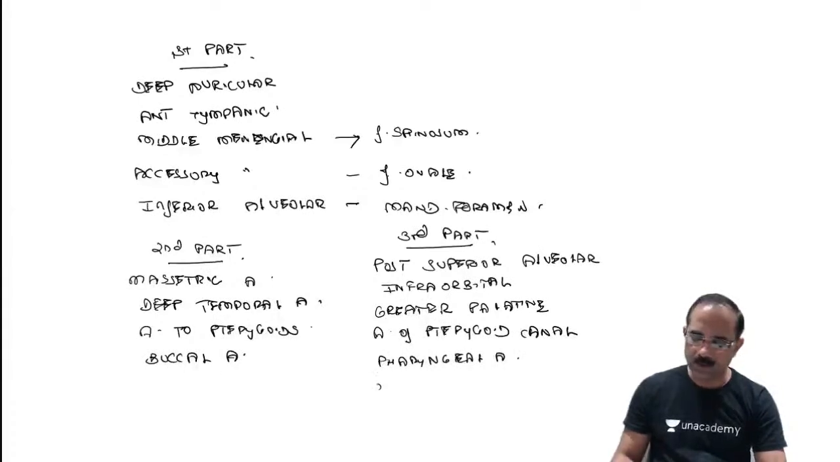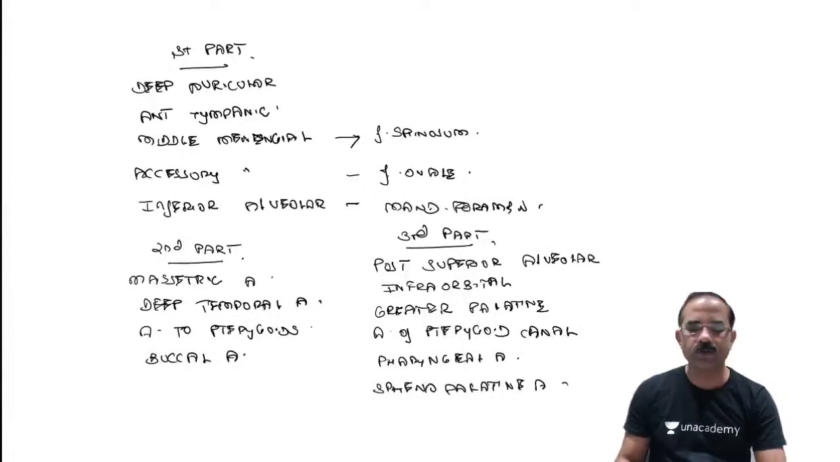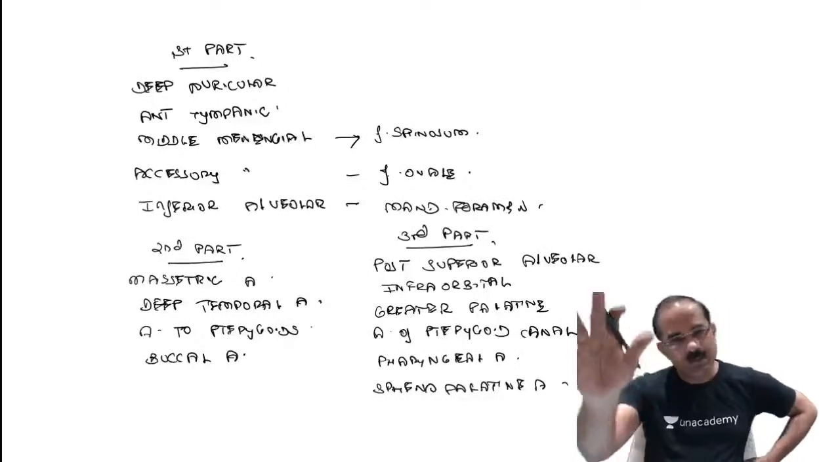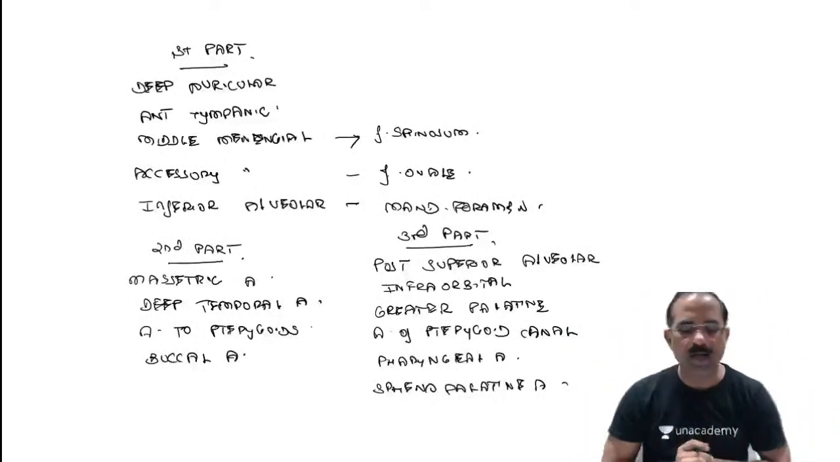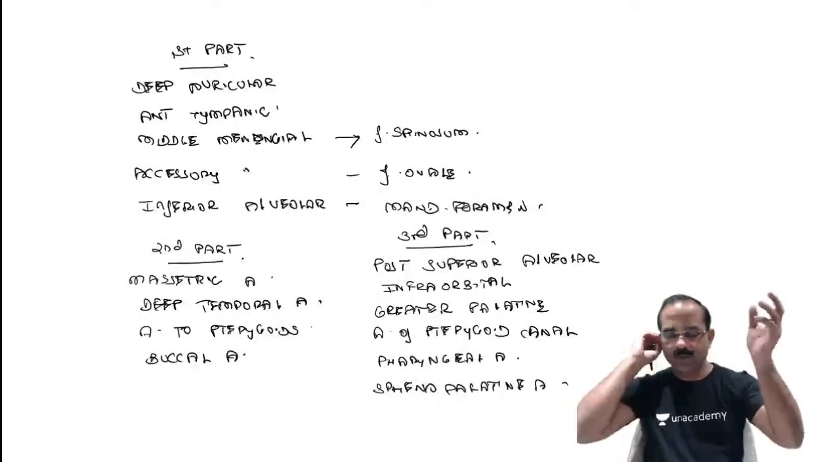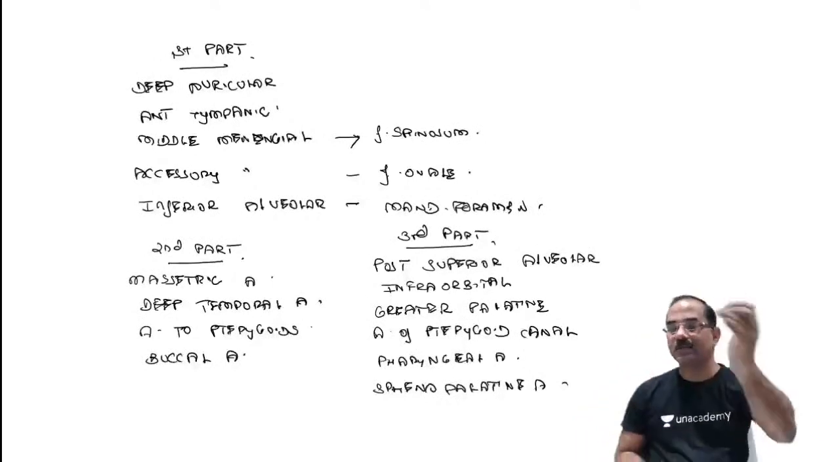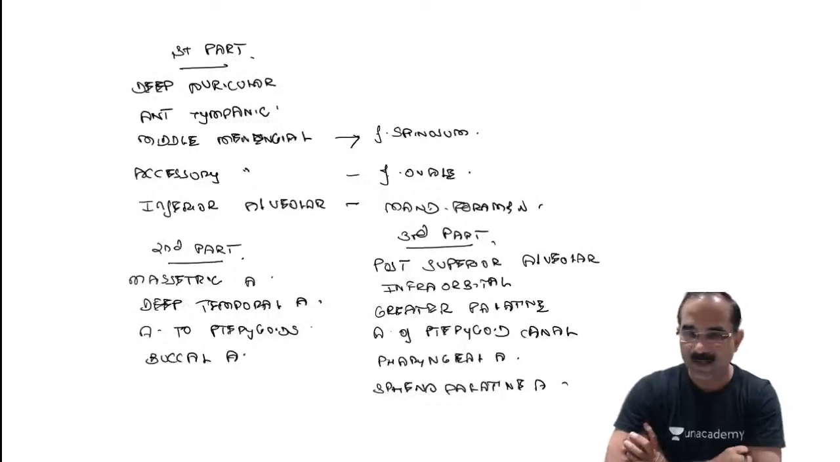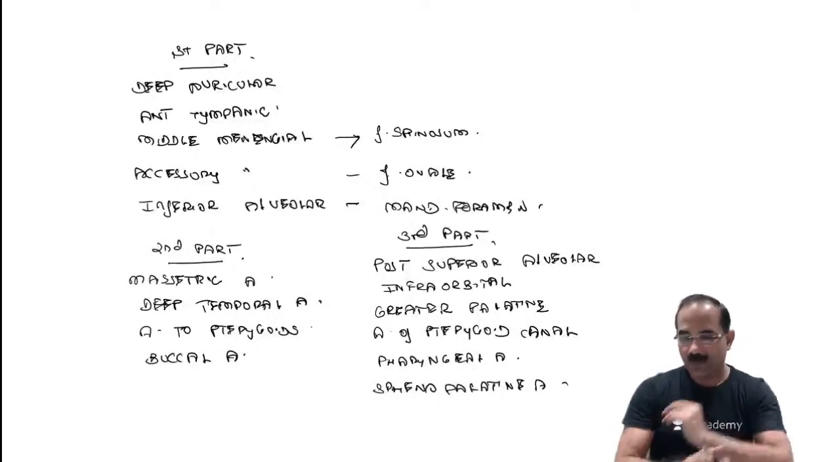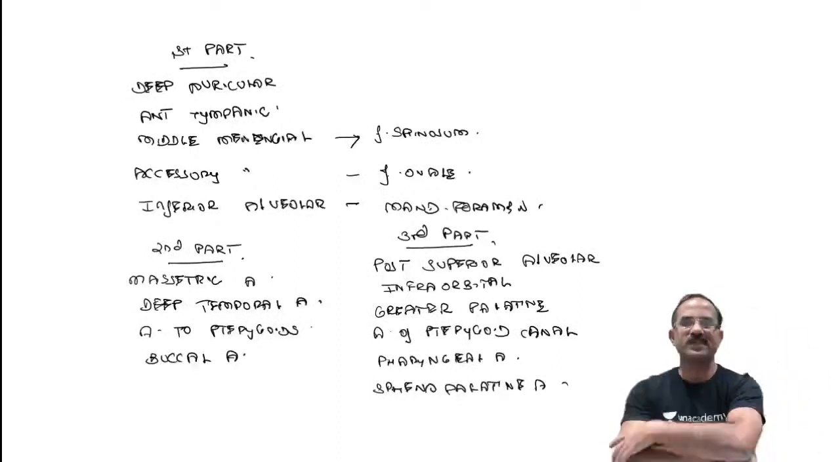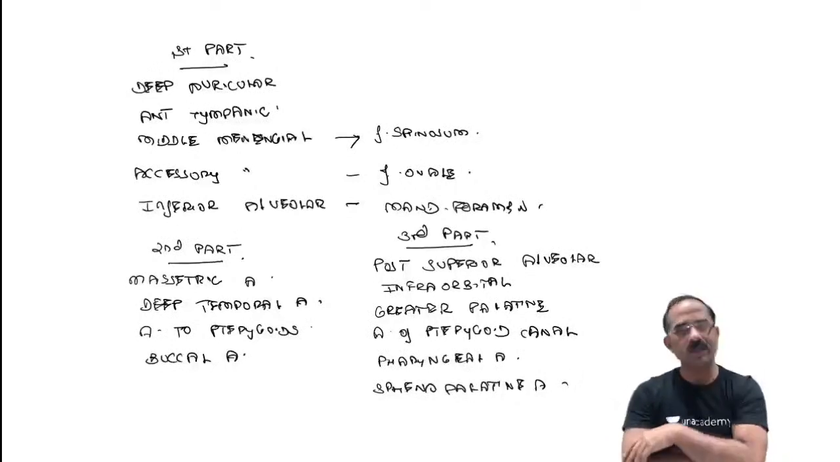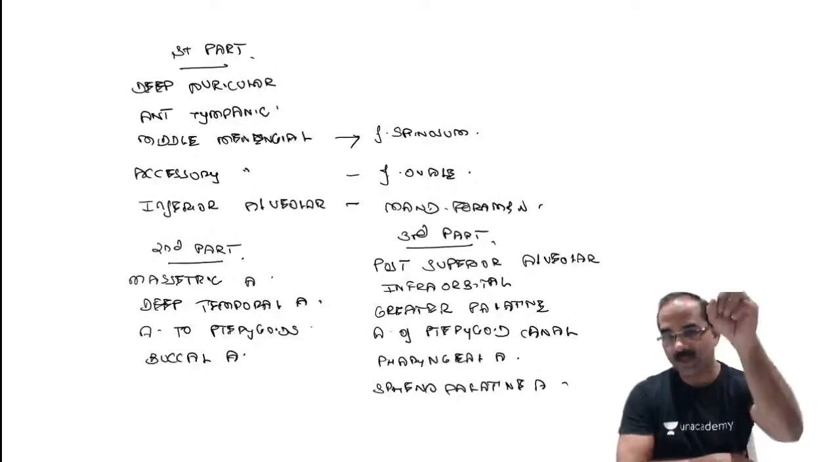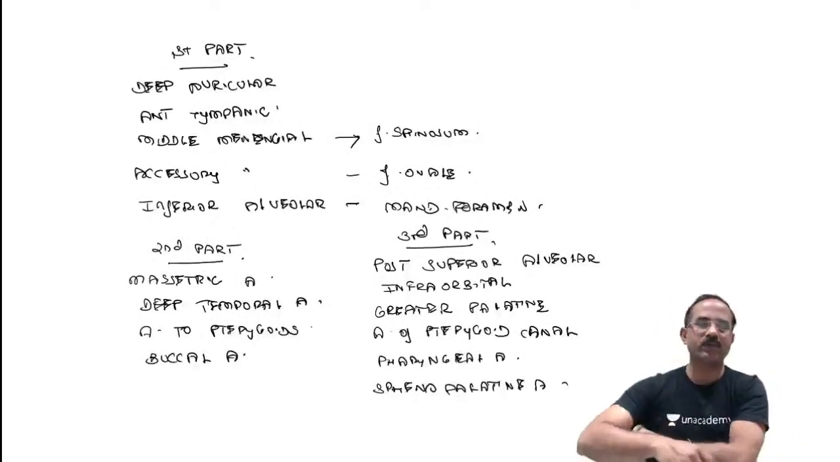Pharyngeal artery. And the last one is spinopalatine artery. Now students, an MCQ came long back: pharyngeal artery is a branch of what? And students answered pharyngeal artery as a branch of the external carotid artery. Wrong. The branch of the external carotid with the name pharyngeal is the ascending pharyngeal artery.